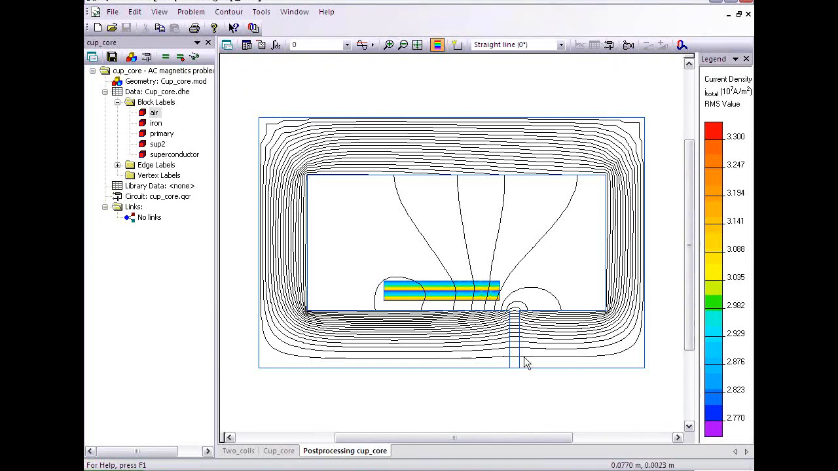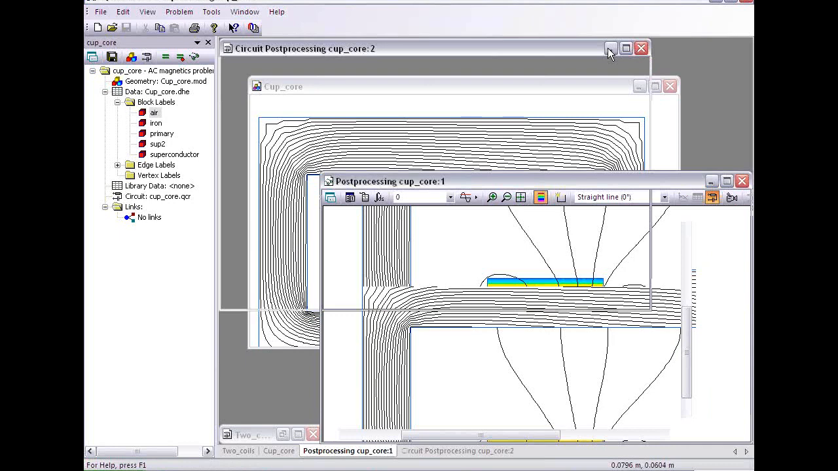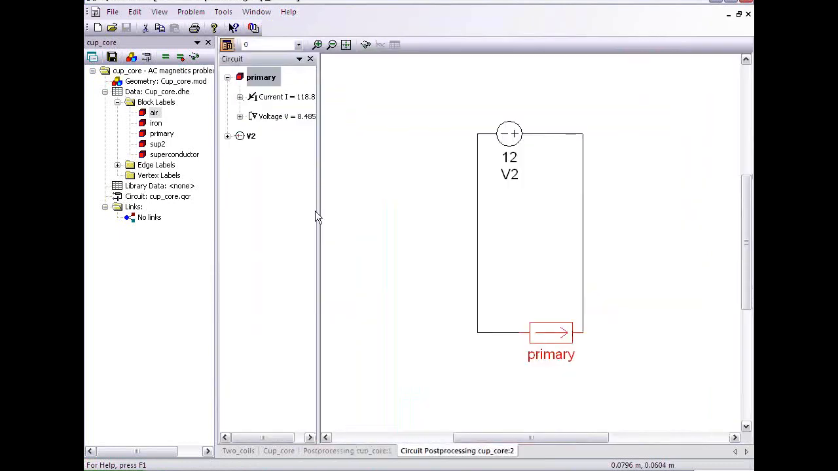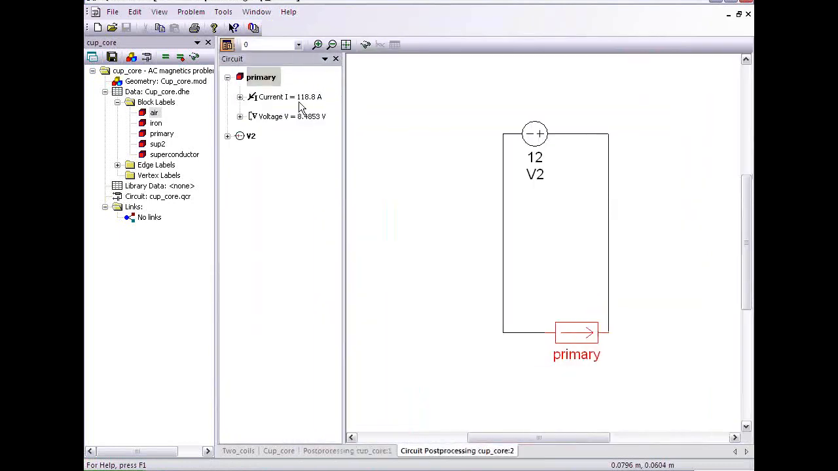Okay, so this geometry would be sort of like a hollow dome, like a toroid. This is sort of a toroid type of geometry here with axisymmetry. And 118 would be the current in the primary in this case.